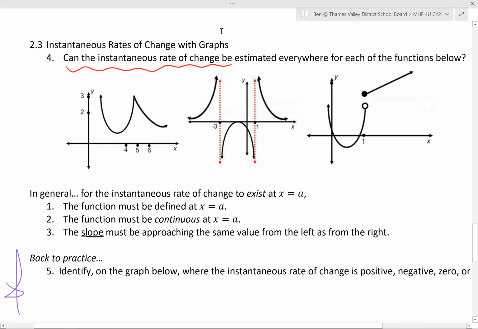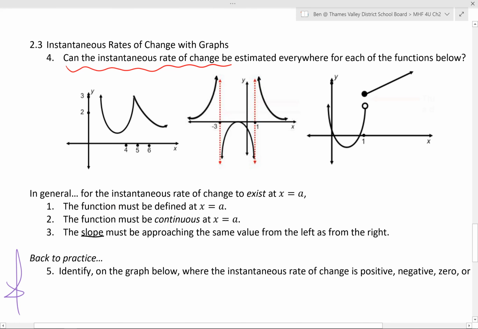Number 1, in order to have an instantaneous rate of change at x equals a, our function must exist at x equals a. It must be defined, and that means that it cannot have a hole there. It cannot have a vertical asymptote there, and it must be part of the domain. a must be an element of the domain.